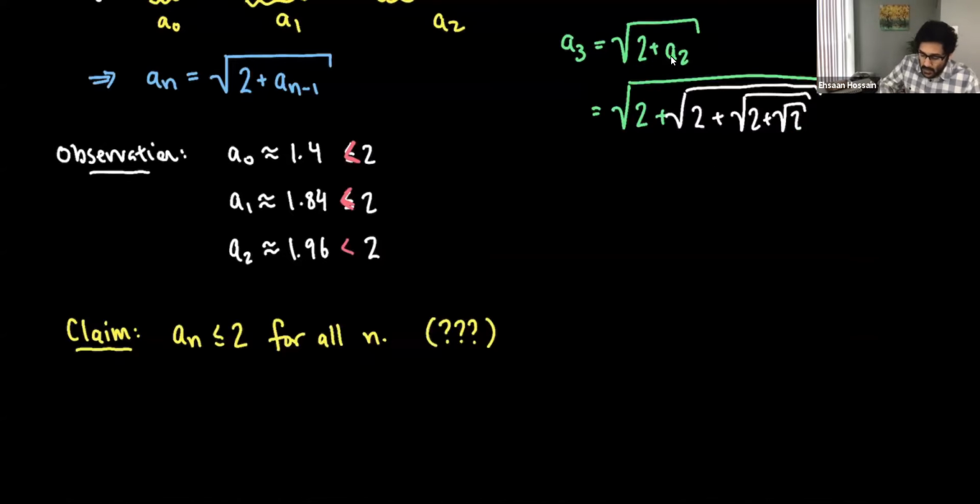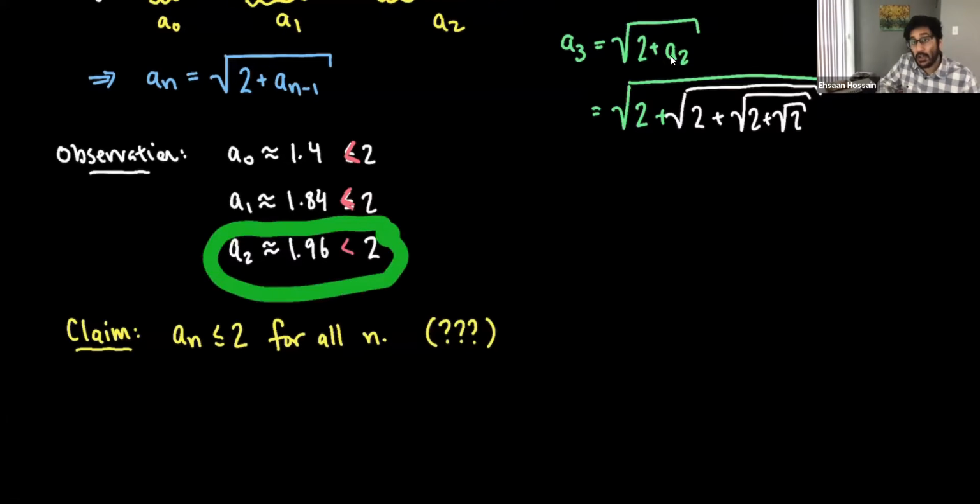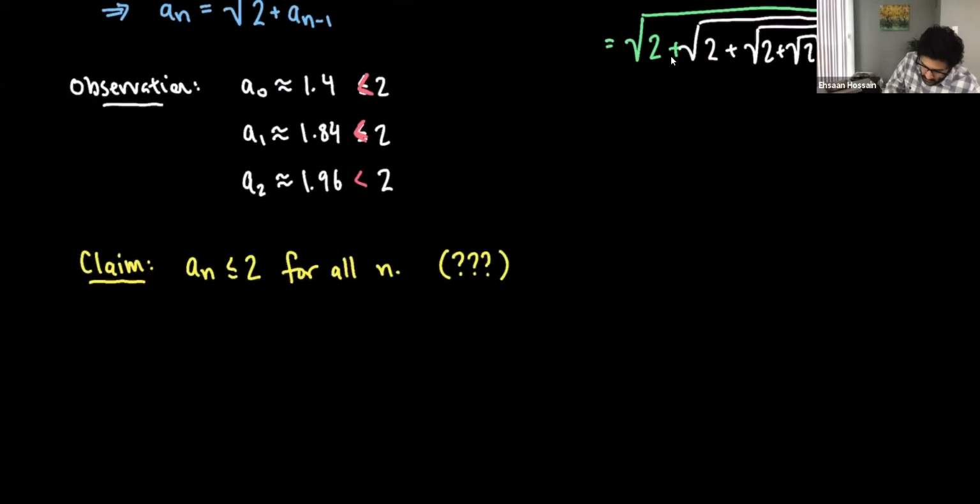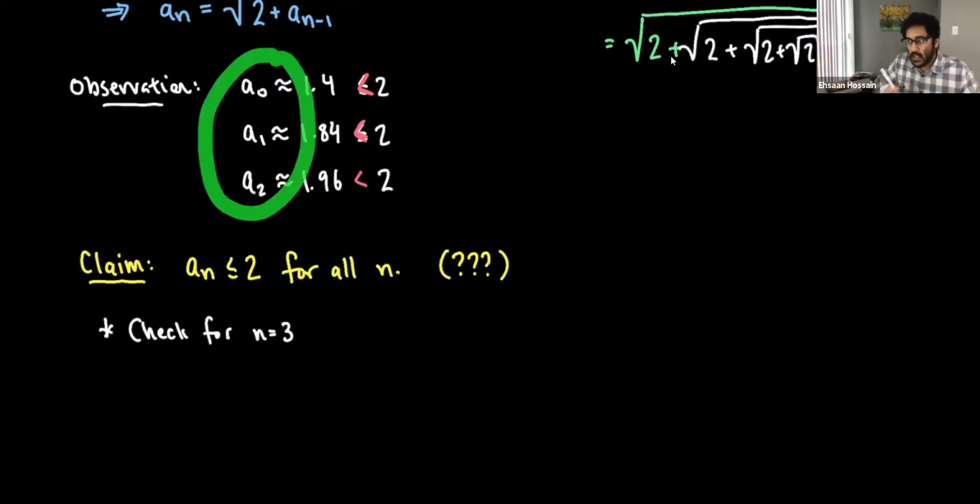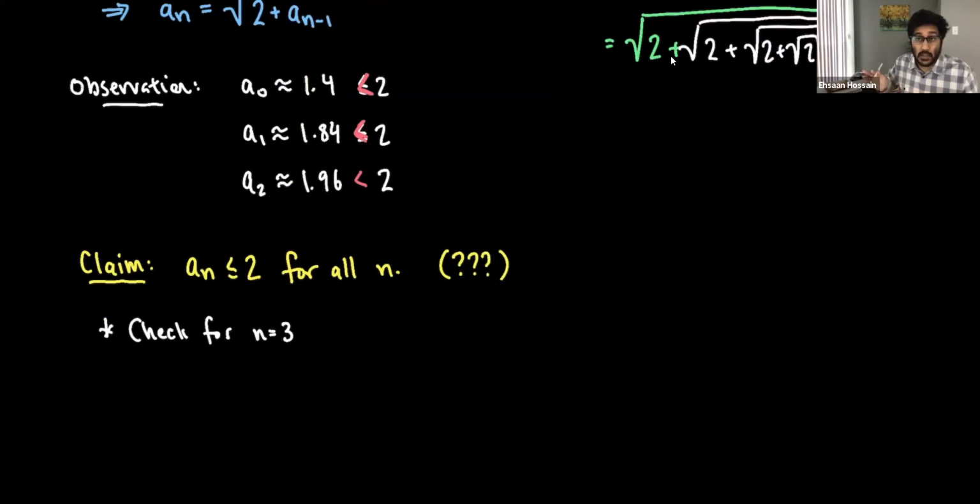What I'm going to use is the fact I already knew. I already proved that A2 is less than 2, and I did that with the calculator. For A3, how would I prove it? Well, this isn't part of the proof, but let's check A3 just to make sure the claim is true, because I observed it for 3 instances. How do I know that the next instance it's not suddenly going to be false? A3 could be bigger than 2, right? Let's check real quick.